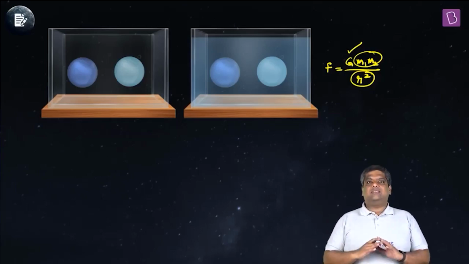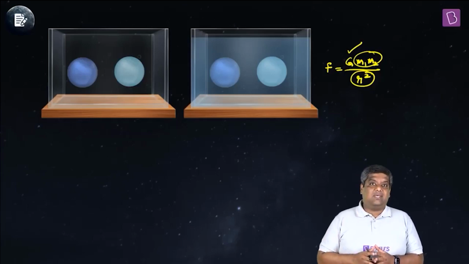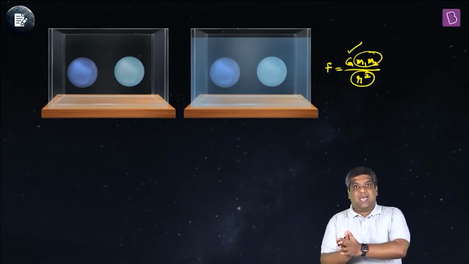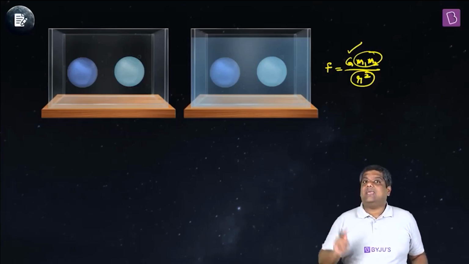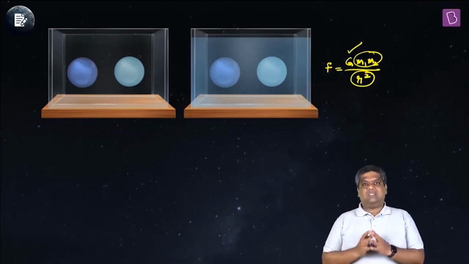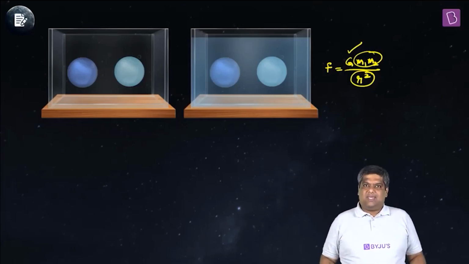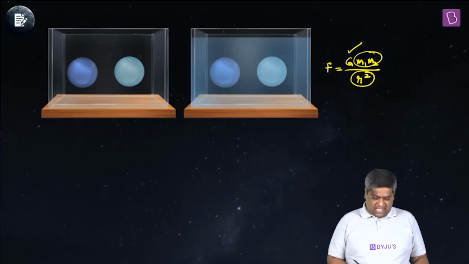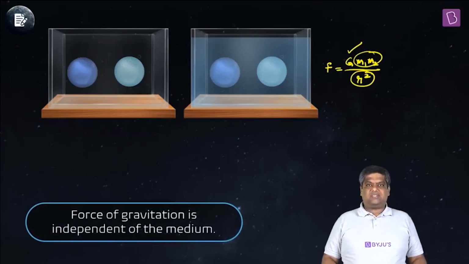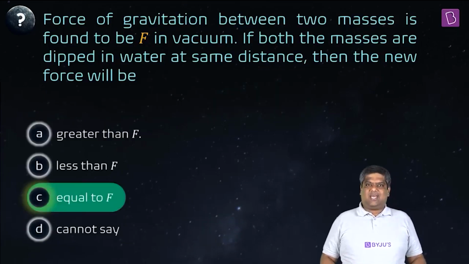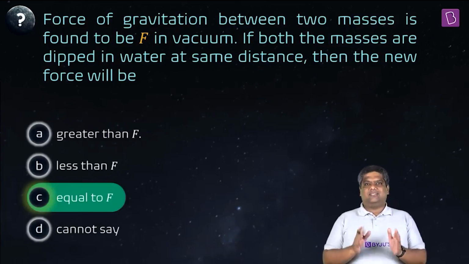Agreed? So G is universal, unlike in electrostatics, wherein we get a similar type of force, which is the electrostatic force of attraction or repulsion. There, the constant of proportionality is medium dependent. But in gravitation, it is not the case. So since G does not change with the medium, masses are the same, and the distance between the masses remains the same, the force does not change. The reason being, the force of gravitation is independent of the medium. And which is the option that supports this idea? Yes, it is option C.